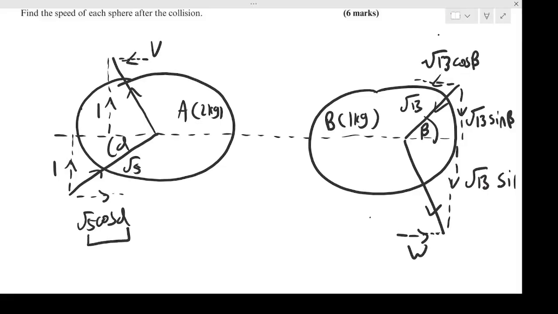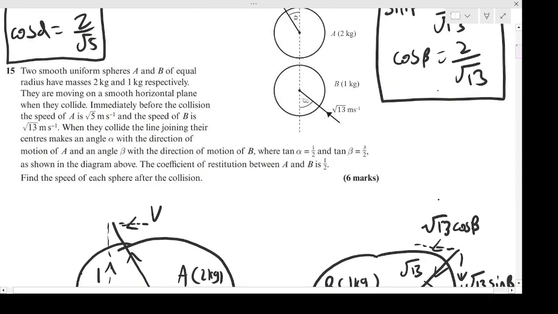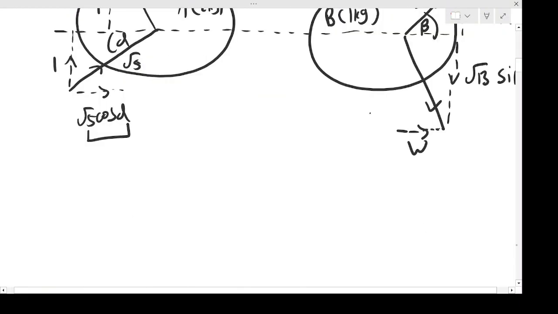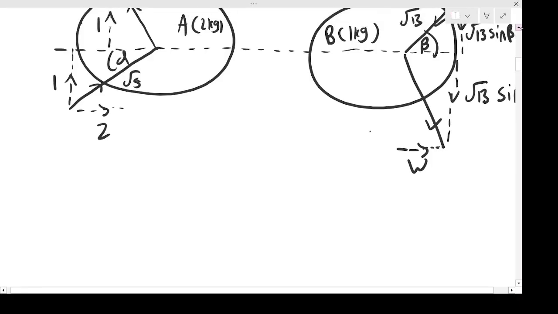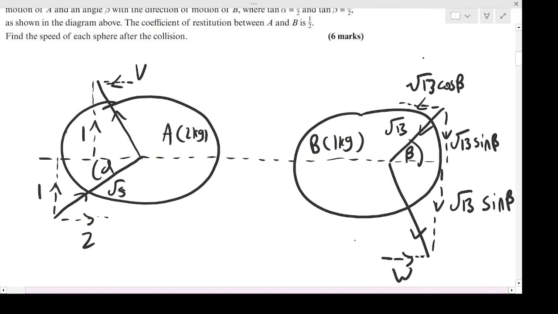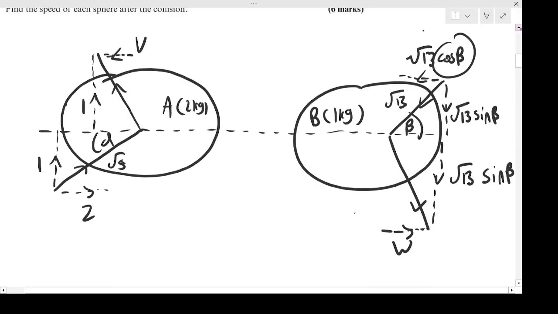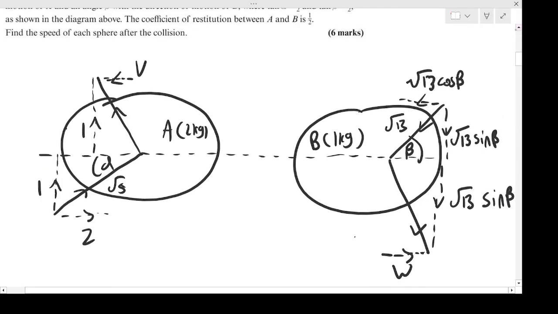Also here, root 5 cos alpha is 2 over root 5. So this part is root 5 times 2 over root 5, which is just going to go to 2. So I can simplify that part quite nicely to 2. I can do the same here for B. So cos beta is 2 over root 13. So I have root 13 times 2 over root 13 for cos beta. So that will just go to 2, that part, right?